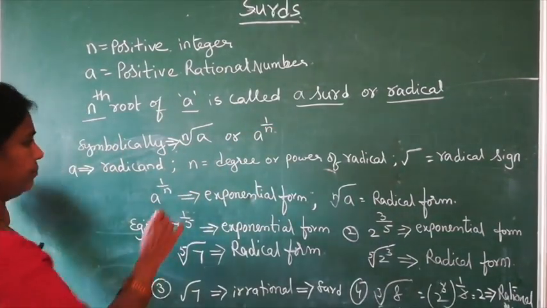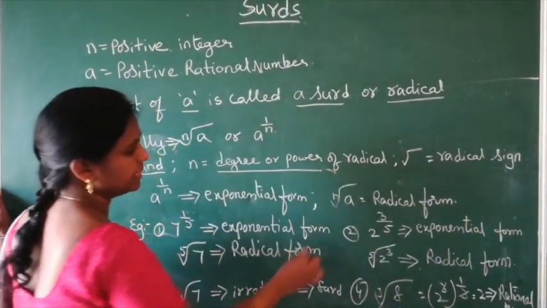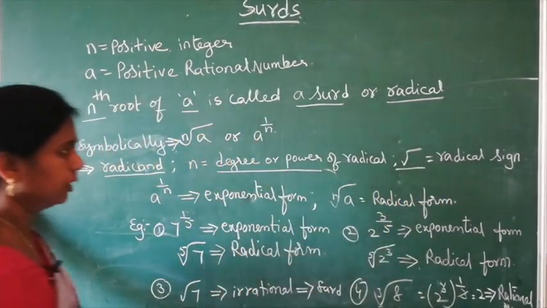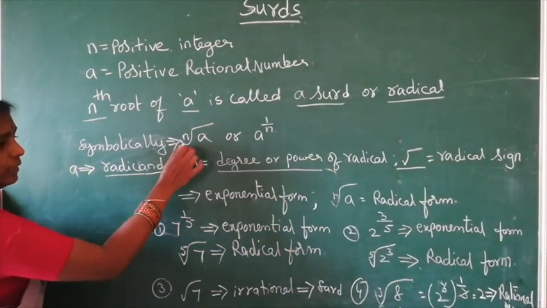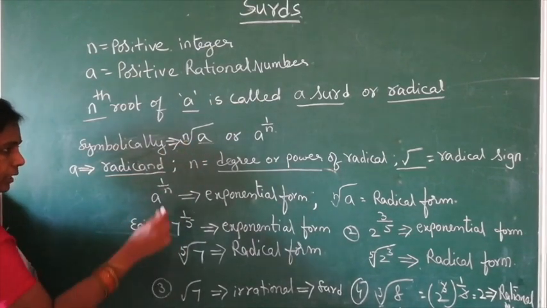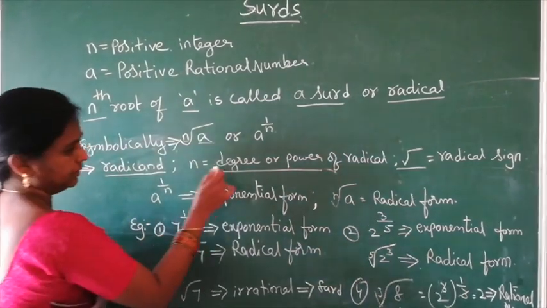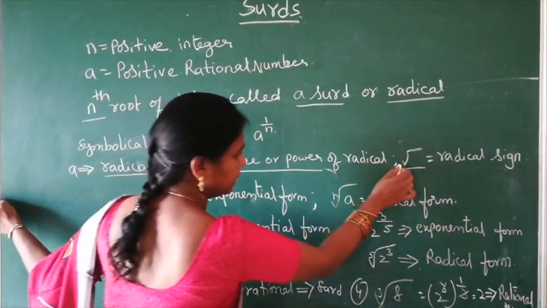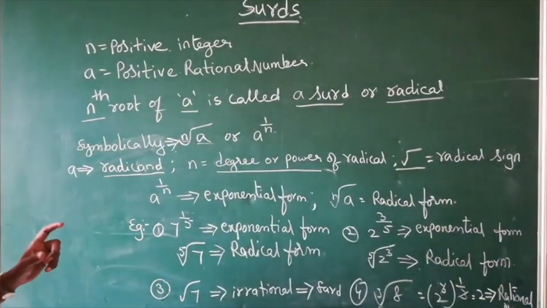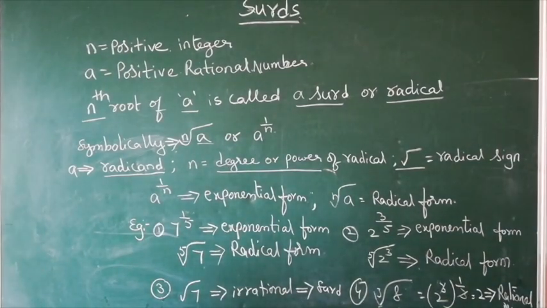What do we call a? A is the radicand, n is the degree or power, meaning the index of the radical, and there is the root symbol. Now, what is the surd? The nth root of a. A is a rational number, n is an integer. What do we call the a? Radicand, n is the degree or power of the radical, and the symbol is the square root symbol.